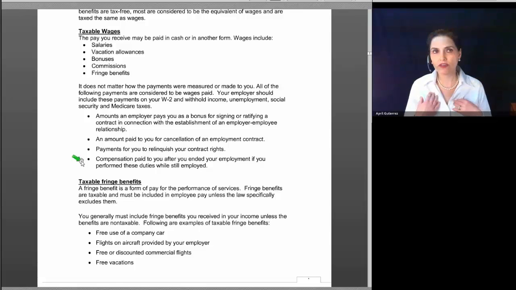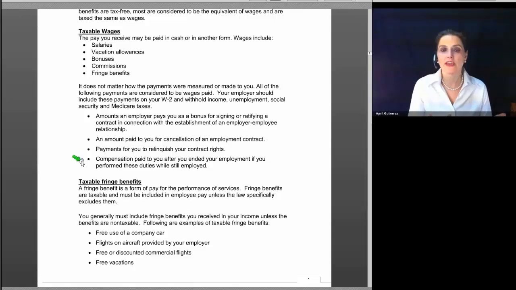So let's just say you are working on commission for a particular employer, you make a big sale, and then you quit or get laid off, and it takes a month or two for that final commission check to make it to you. That final commission check should still be treated as a wage, even though it happened substantially after you left.